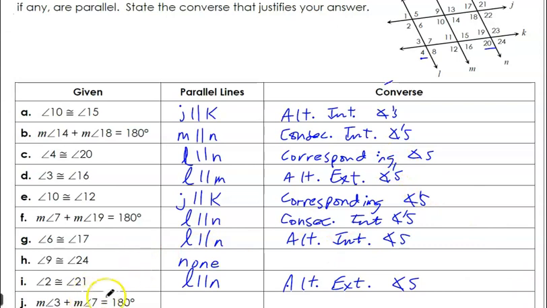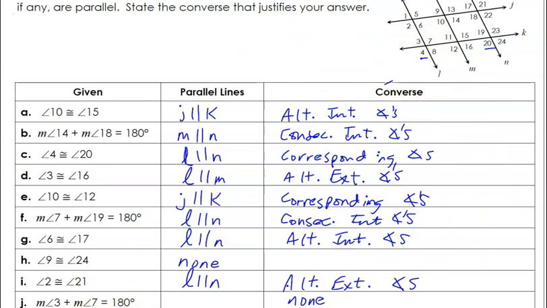Letter J, 3 and 7 are supplementary. Well, that's true because this would be considered a linear pair, but that does not prove that any lines are parallel. So I'm just going to say none. That particular statement is a true statement, but it does not prove parallel lines.